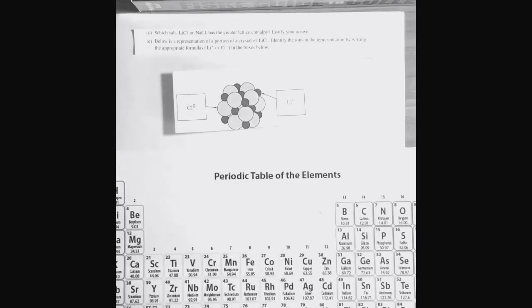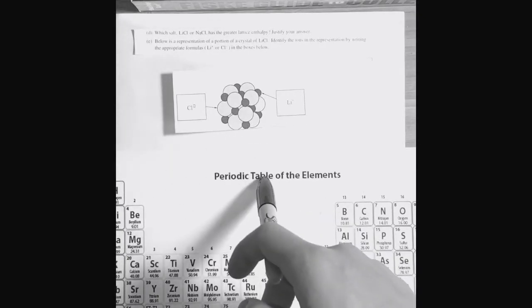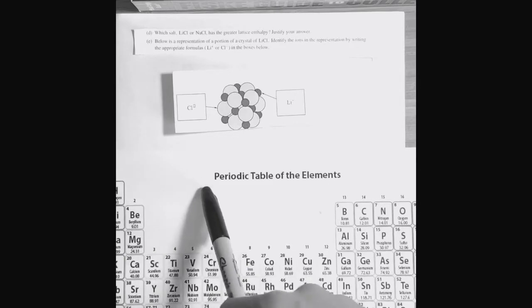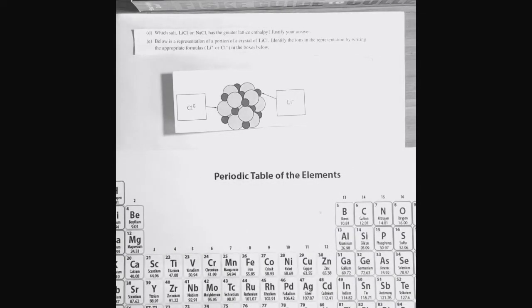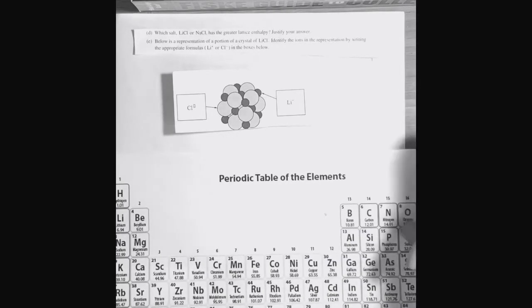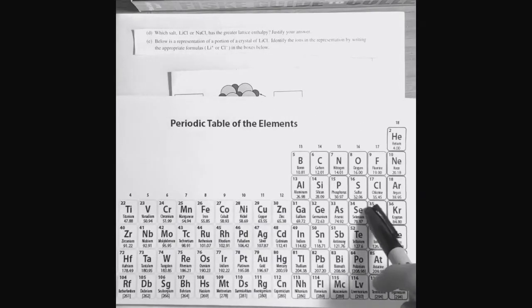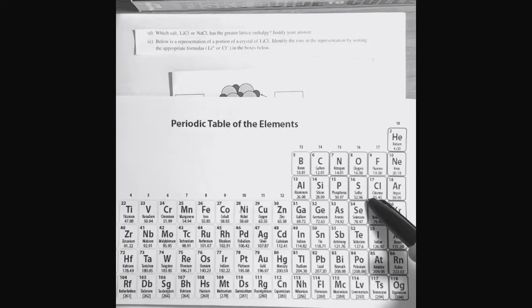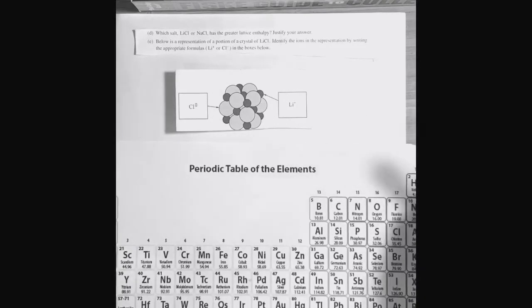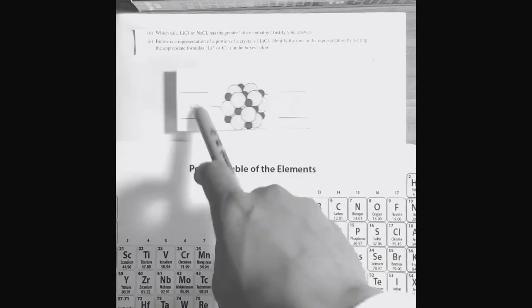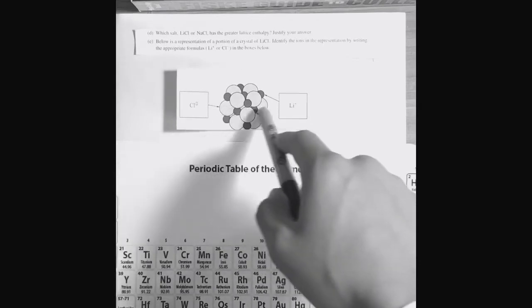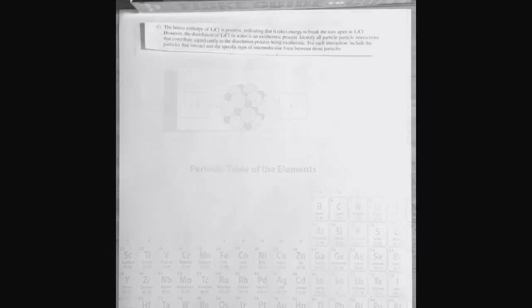For part E, basically part E is easy. Why? It gives you a diagram and wants you to identify which one is Cl minus and Li plus. As we all know, here's the periodic table. Here's Li and Cl is right here. So the Cl ion is bigger than the Li ion. The reason why I already explained in part C. So Cl minus is the bigger one, Li plus is the smaller one. Easy, right?